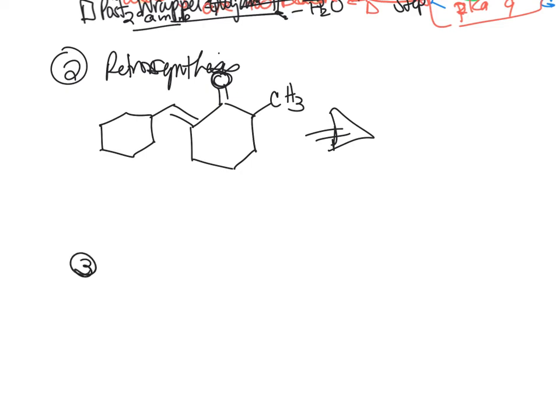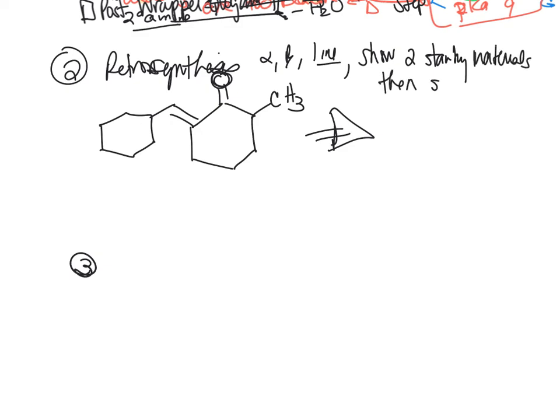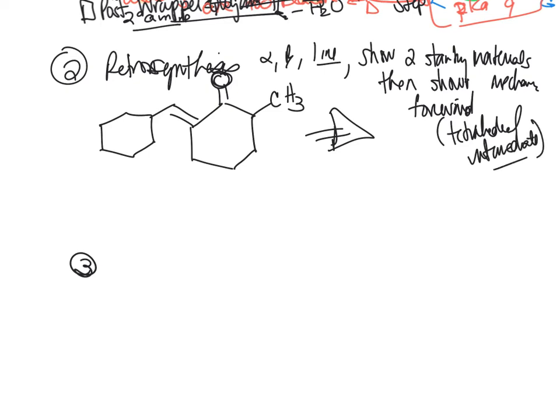Problem number 3. Remember, you got to label alpha, beta, draw your line, okay? And then I want to see the reaction work forward as well. So draw your alpha, beta, your line. Show the 2 starting materials. And then show the mechanism, because you're going to have to know your mechanism forward. Also remember to get your tetrahedral intermediate in there for full credit.